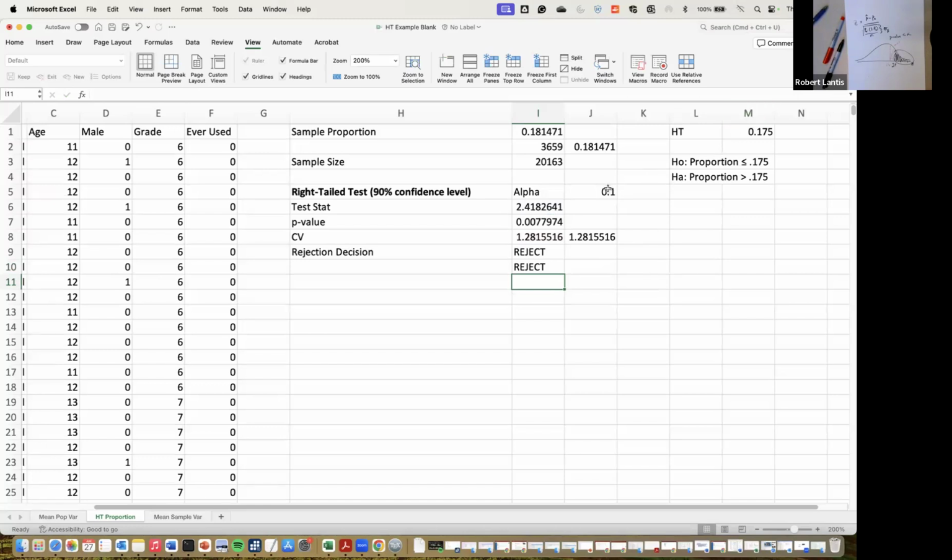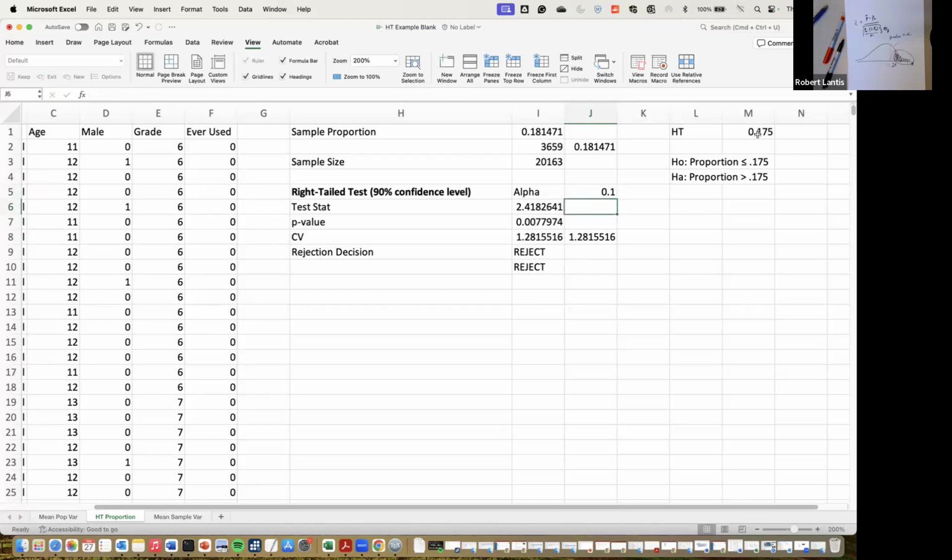Now, I wanted to play around with it. So, okay, I can reject at the 90% level. What about the 99, right? So alpha is 0.01. Oh, I actually can still reject at that level. Well, what if I wanted to do 0.001? Now I fail to reject, right? So you can play around with this.